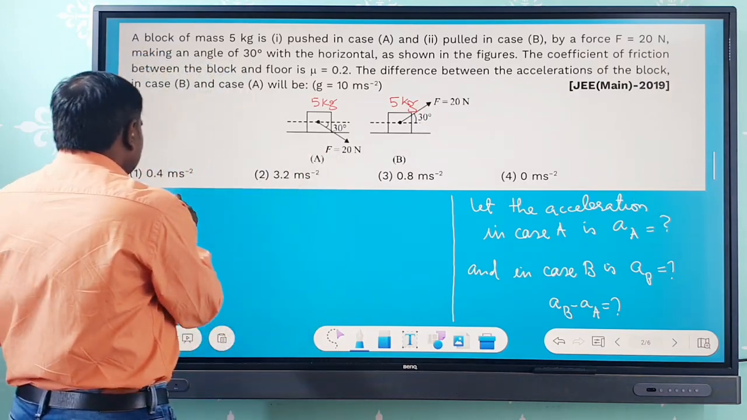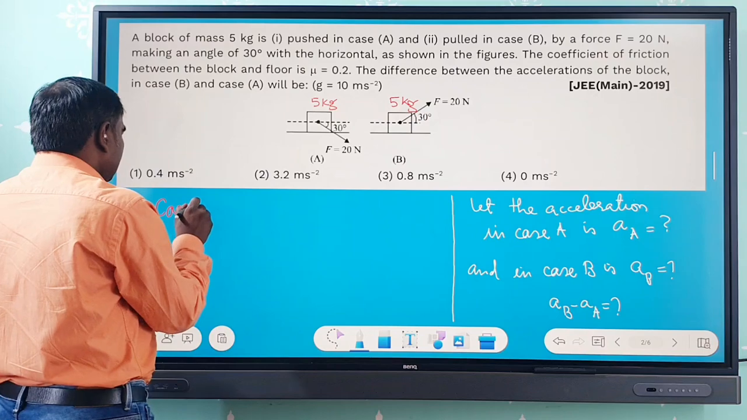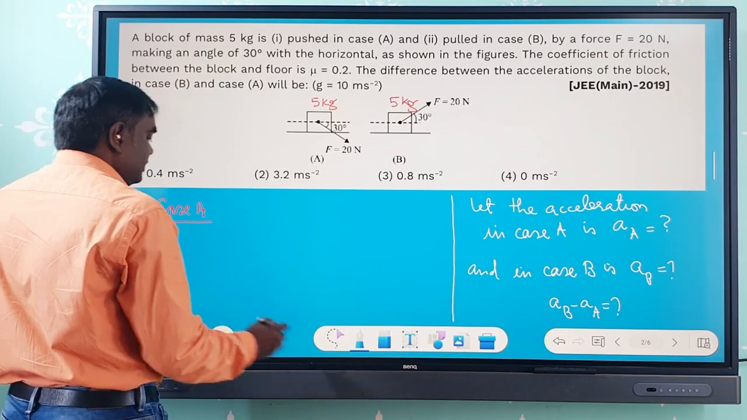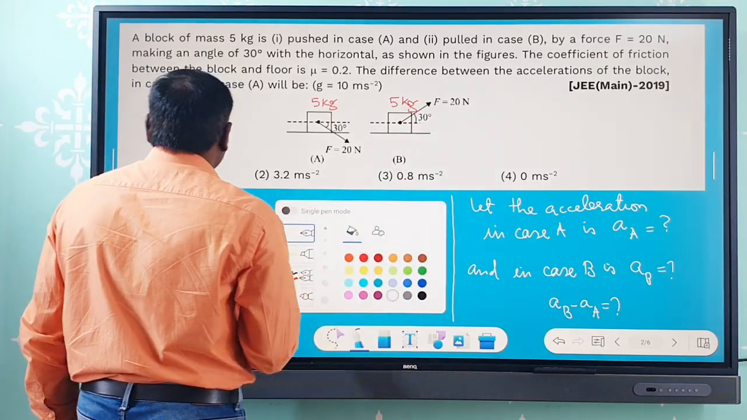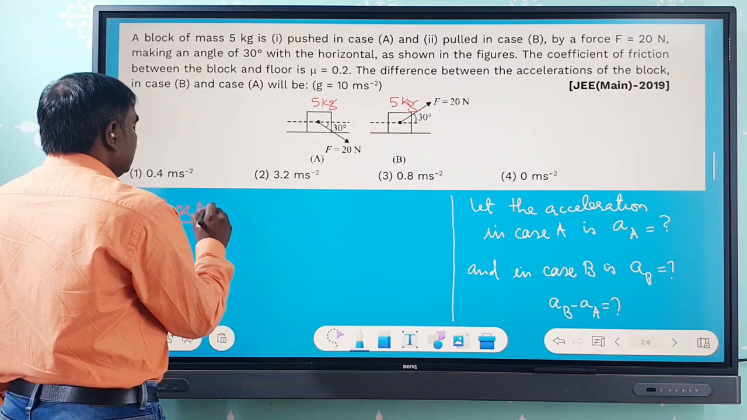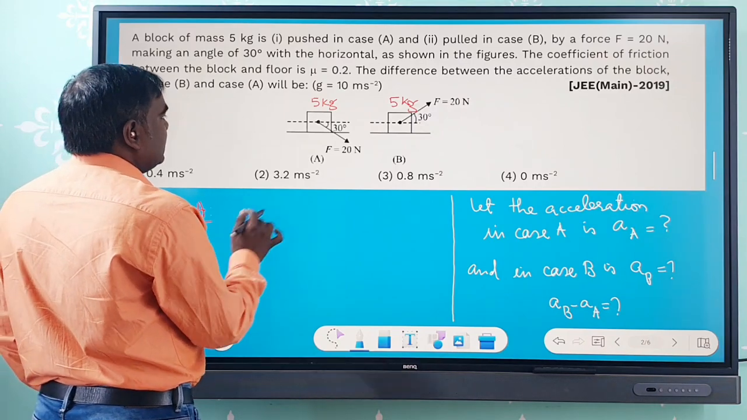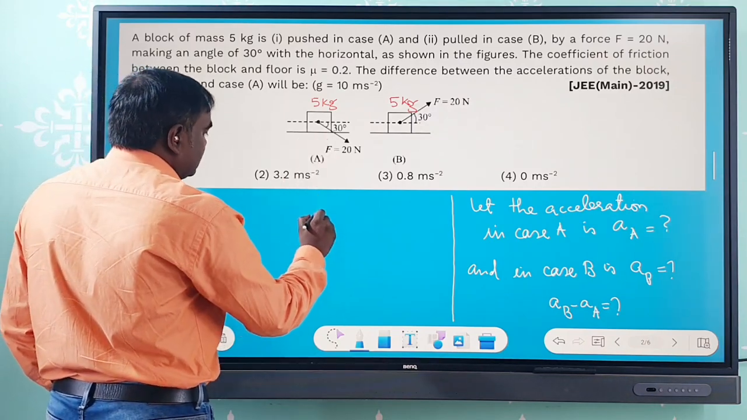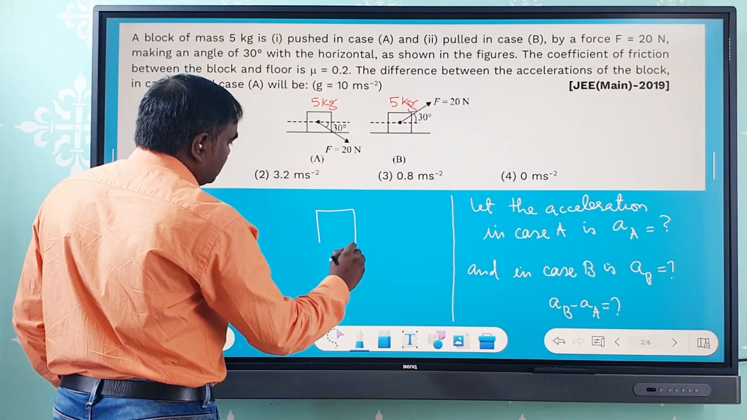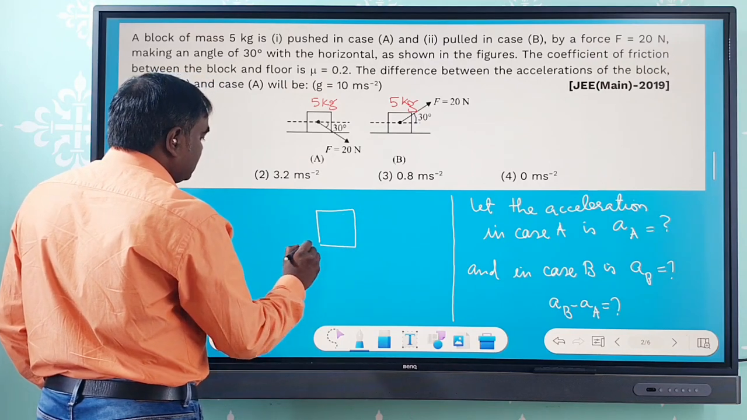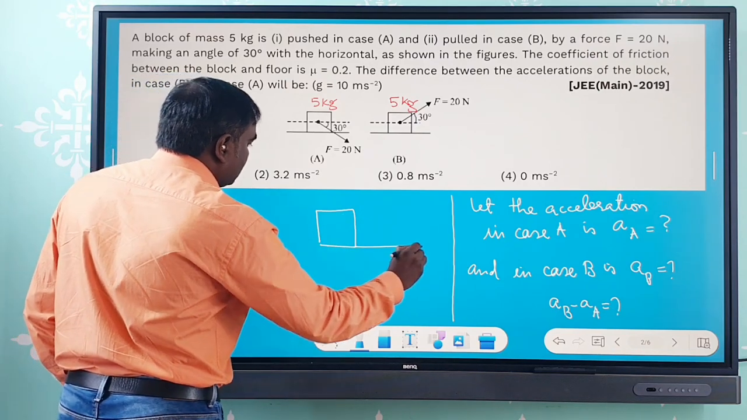First take case A. Change the pen color. So case A: this is the block, and it is placed on the horizontal.